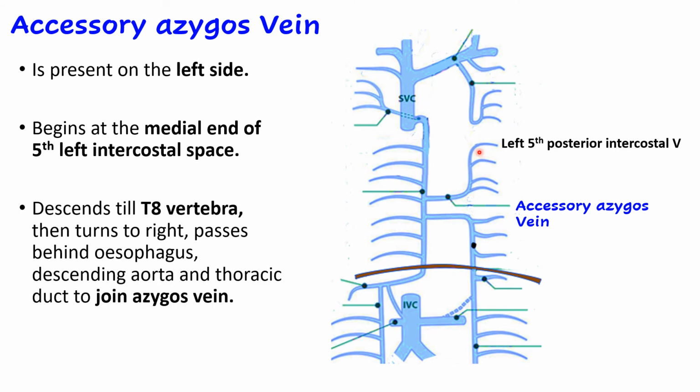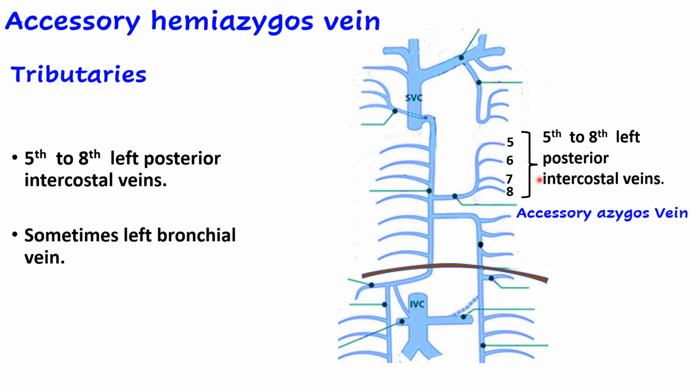And then this is going to descend downwards till which vertebra? Till the T8 vertebra, then turns toward the right, passes behind the esophagus, aorta and these structures, and will drain into the azygous vein. What are its tributaries? The tributaries are the 5th to 8th left posterior intercostal veins. So you can see here 4. So they will be draining into the accessory azygous vein.